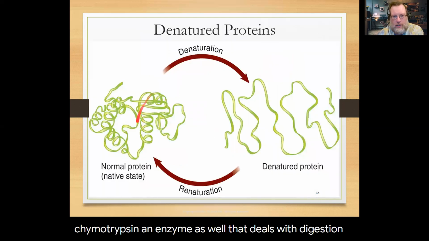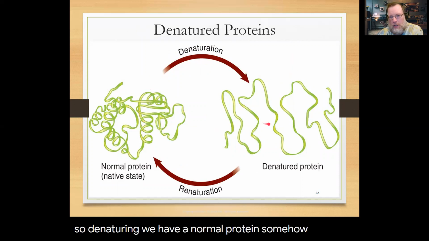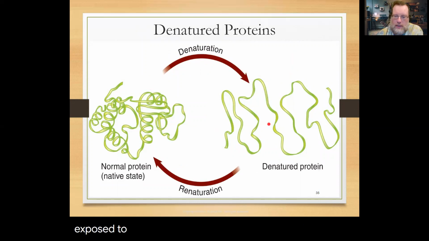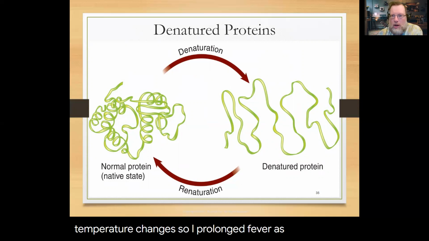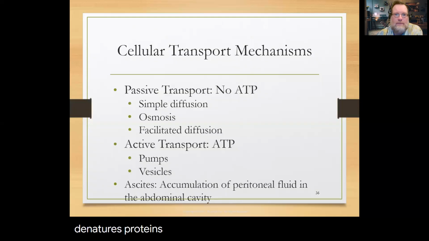So denaturing: we have a normal protein that somehow gets exposed to an acidic environment or an extremely basic environment, or exposed to radiation, or extreme temperature changes. That's why prolonged fever is extremely problematic, because we start to see the denaturing of special enzymes and hormones and other proteins, structural proteins, during a prolonged fever, because heat denatures proteins.